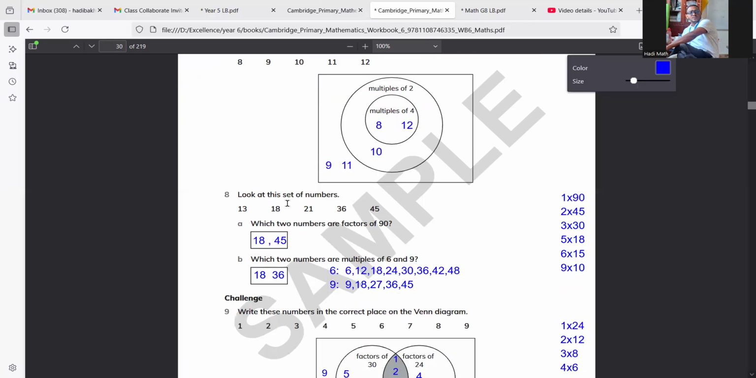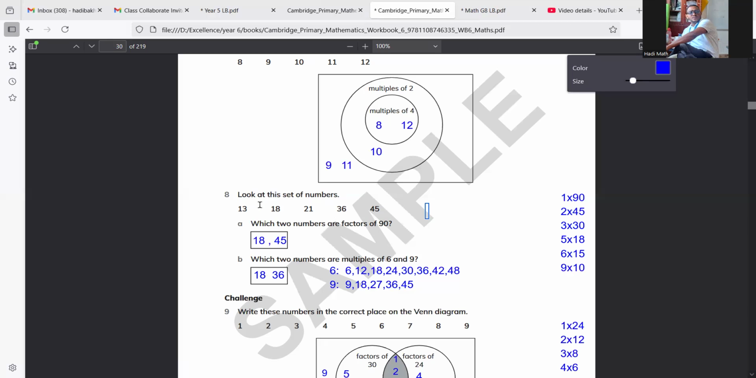Let's look at this set of numbers. You have 13, 18, 21, 36, and 45. They say which two numbers are factors of 90. We can go and find the factors of 90 if we would like to make sure. The other way is easy. You could just what? Divide 90 by the number. Divide 90 by 18. 90 divided by 18 is equal to 5. So no remainder, yes. So 18 is a factor of 90. Any factor of 90 divides 90 without a remainder.